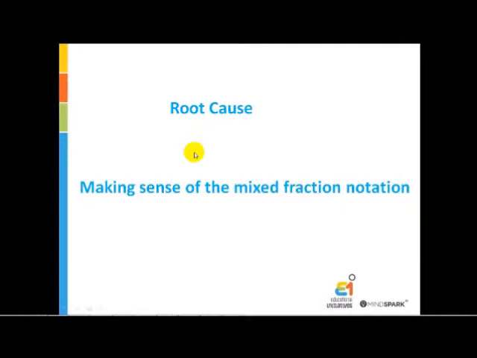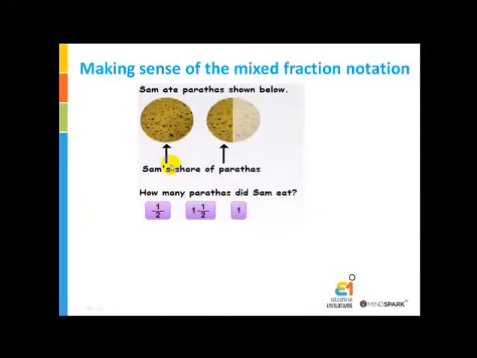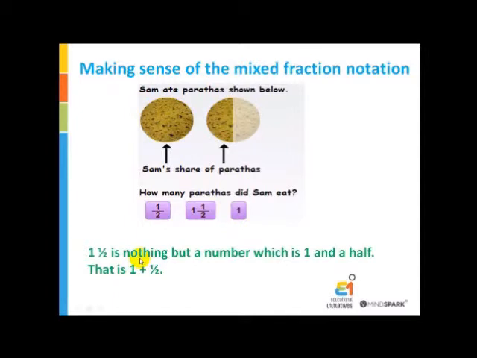If you carefully think, the root of the misconception here is that students don't understand the notation of mixed fractions. Let us help students make sense of the mixed fraction notation. We can expose students to questions like this and ensure they understand the meaning of mixed fraction notation. Here in this case, 1.5 is nothing but a number which is 1.5. That is 1 plus half.